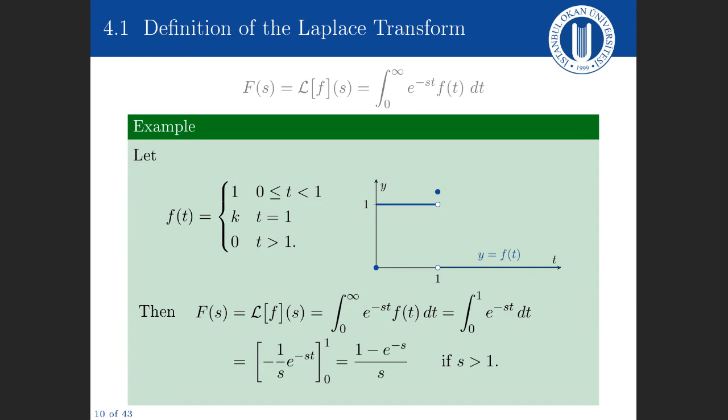And we know how to do this. The answer is 1 minus e to the power minus s, divided by s, as long as s is strictly greater than 1.